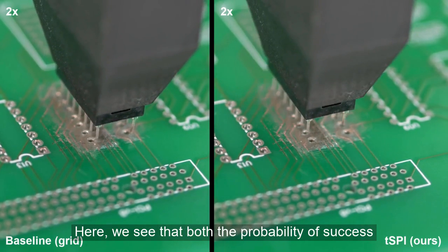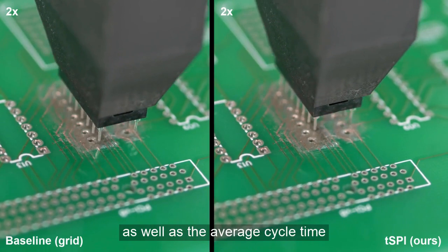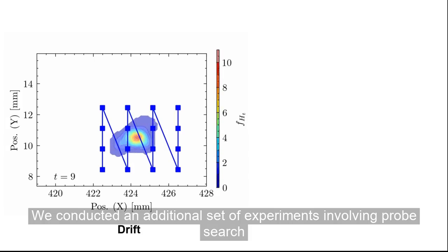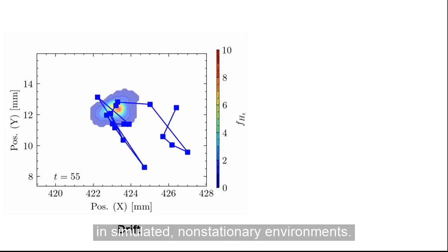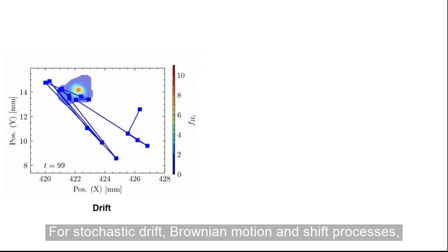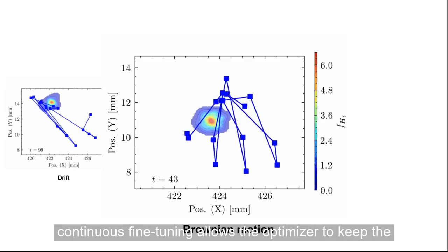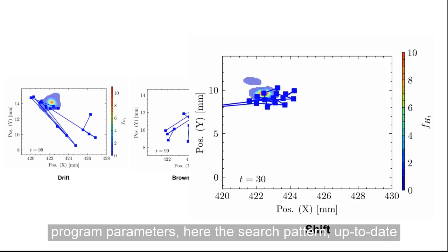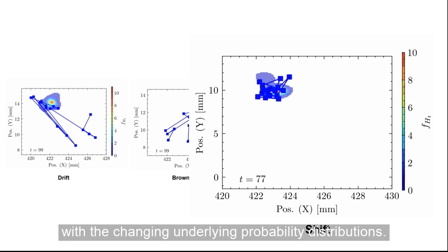Here we see that both the probability of success as well as the average cycle time are considerably improved without requiring any heuristics. We conducted an additional set of experiments involving probe search in simulated non-stationary environments. For stochastic drift, Brownian motion, and shift processes, continuous fine-tuning allows the optimizer to keep the program parameters, here the search pattern, up to date with the changing underlying probability distributions.